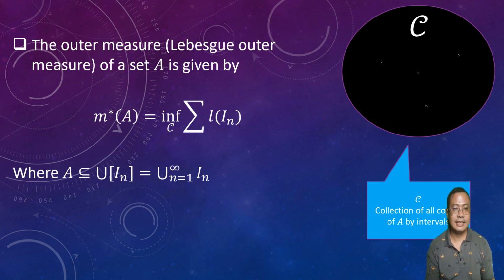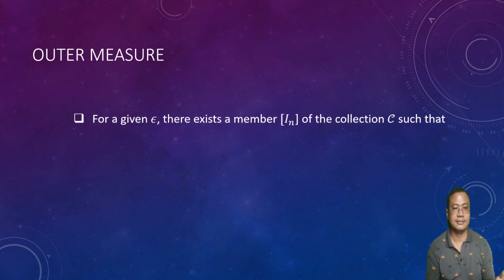So here the infimum is taken. From a cover you take the lengths of the constituent intervals and sum them, and then you get a real number. Like that, if you take another cover, you will get another real number. So you have a collection of real numbers. From that collection you find the infimum, and that will give you the outer measure of the set A. Okay, that is all about the definition.